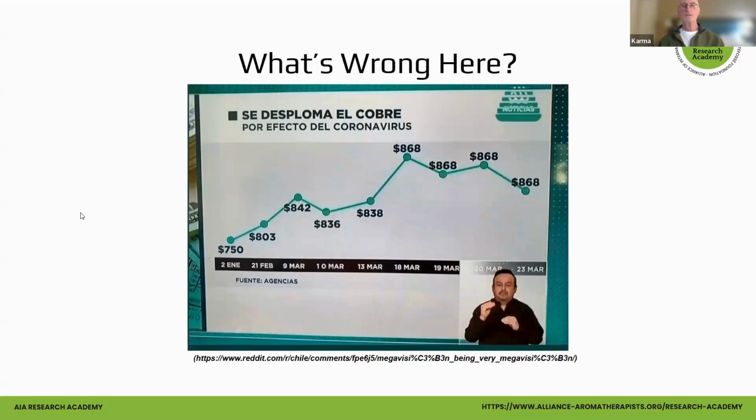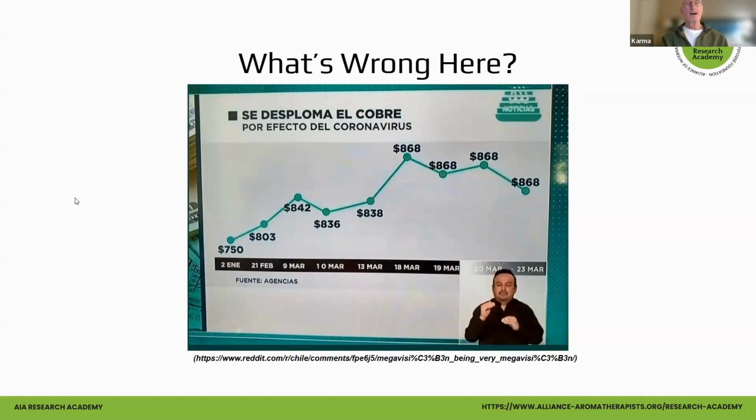Okay, anything wrong here? This is one of my favorites. This is about copper prices that were affected by the coronavirus epidemic. And this goes from the 2nd of January to the 23rd of March. This is just fine, right? Why is, no, the 868 is, why is that going up and down? Oh, you're right. You nailed it.